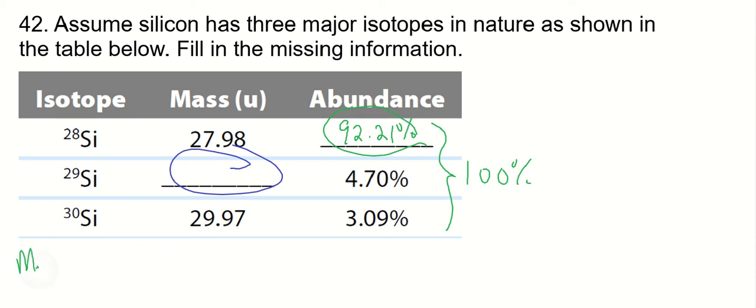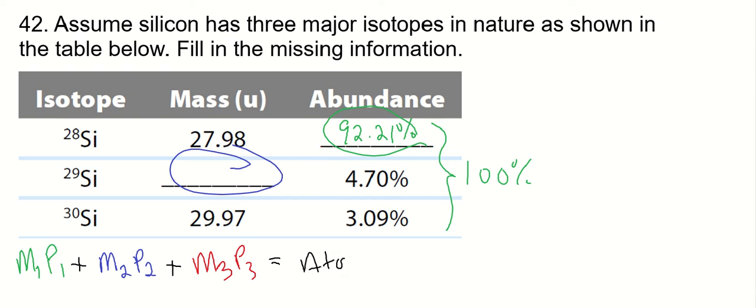The mass of the first isotope times its percent abundance, we're going to add that to the mass of the second isotope times its relative or percent abundance, and we're going to add that to the mass of the third isotope times its percent abundance. Because there's only three isotopes here, all of that is going to give us the atomic mass, the weighted average found on the periodic table.